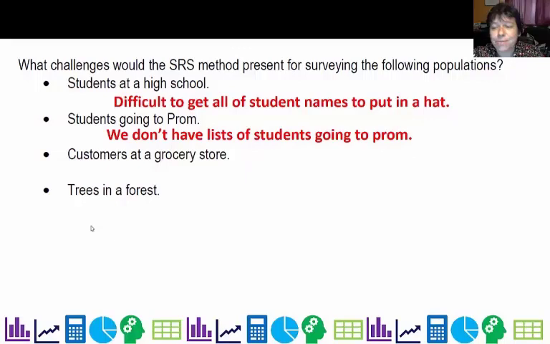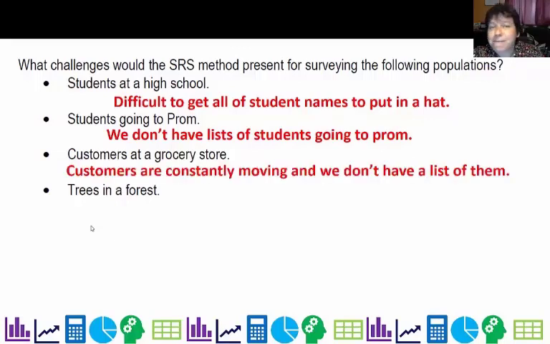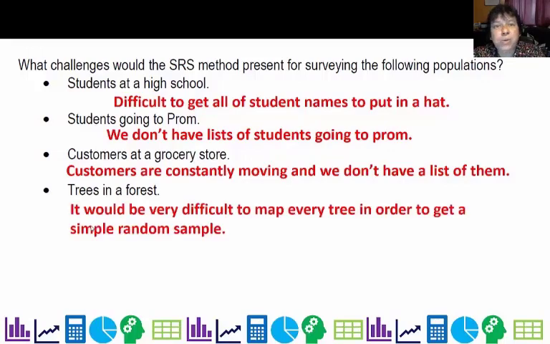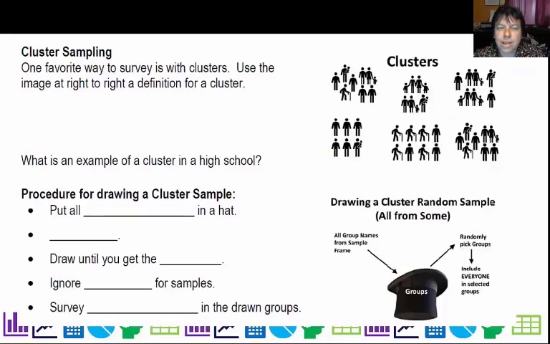Customers at a grocery store, that's even worse. They're moving around, and I definitely don't have a list. That would be a difficult one to sample randomly using an SRS method. Trees in a forest, we could do it. I could map every tree and number every tree or name it some unique identifier, and then I could put them all in a hat and draw them, but that would be a real pain. So again, the simple random sample is the gold standard, but next I'm going to go over some of the different random sampling techniques because of these challenges.